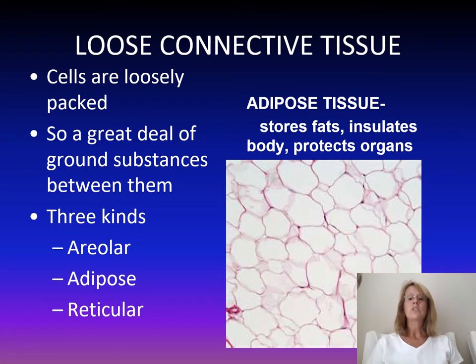But anyway, in the case of adipose tissue, this is what we have right underneath our skin that helps keep us warm. It helps protect our bodies. And it can swell. You know, we can add cells to that. That's how we gain fatty layers.